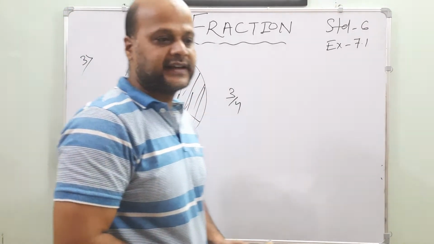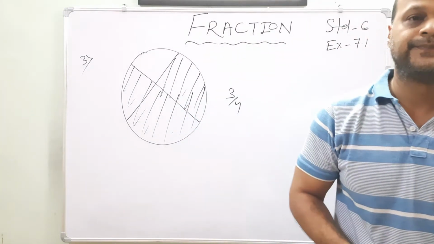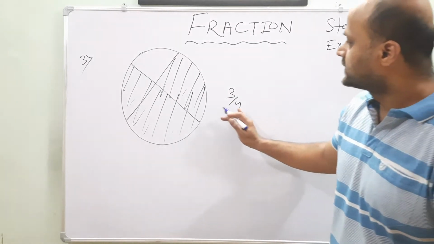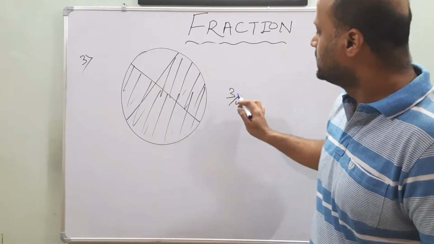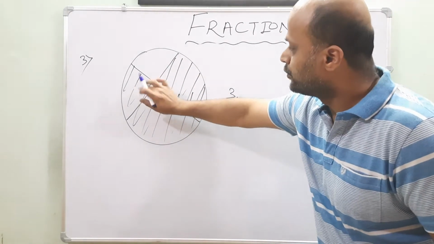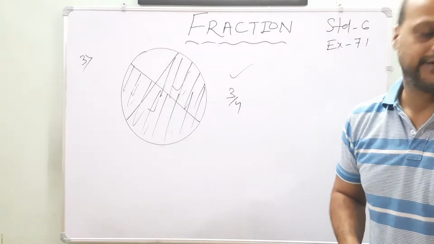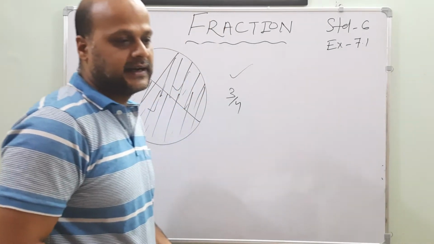Can you say that it is the 3/4 part? Yes, you can say it is the 3/4. Means out of 4 parts there are 3 parts. 3 parts are shaded. 1, 2 and 3. It is the correct one. Understood? Okay?